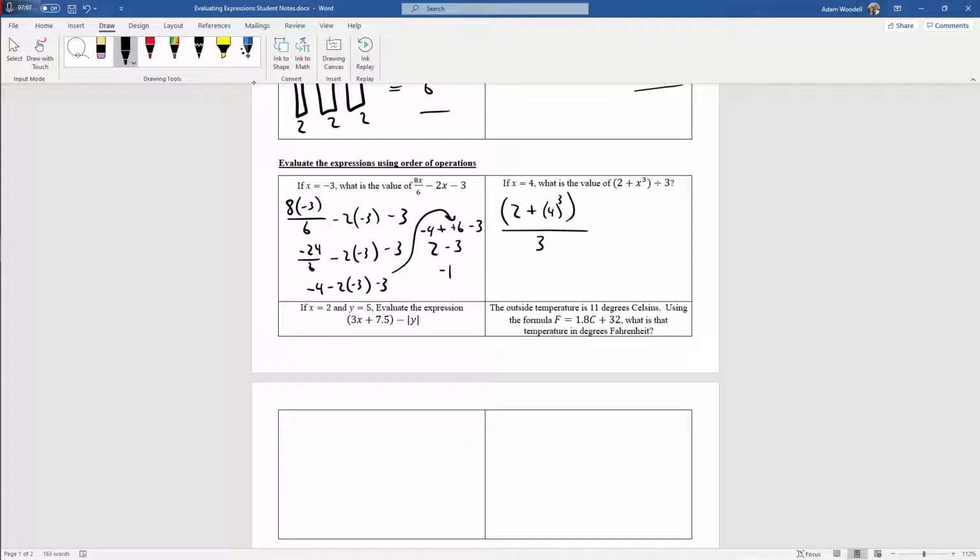Looks like I've got some stuff on the top that I need to work through. So I've got 2 plus 4 cubed, which is 4 times 4 times 4. In case we're stuck on what 4 times 4 times 4 is, well, I know 4 times 4 is 16. And then let me do 16 times 4 really quickly. 6 times 4 is 24. 4 times 1 is 4 plus 2 is 6, so it's really 64. And then I'm dividing all of that by 3.